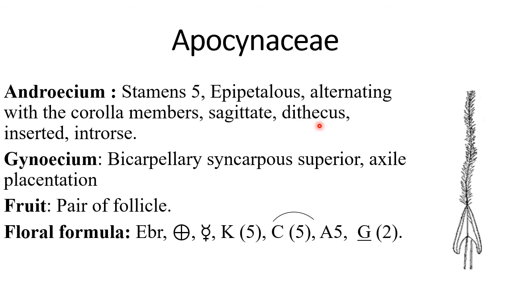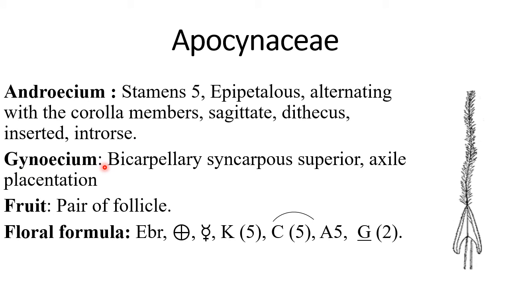and this is a prominent characteristic of this family Apocynaceae. It is dithecous. Here you will be able to see this is one anther lobe and this is another anther lobe. It is included because stamens are present inside the corolla lobe, and it is introrse. The dehiscence line is facing towards the inner side. That's why this is called introrse.